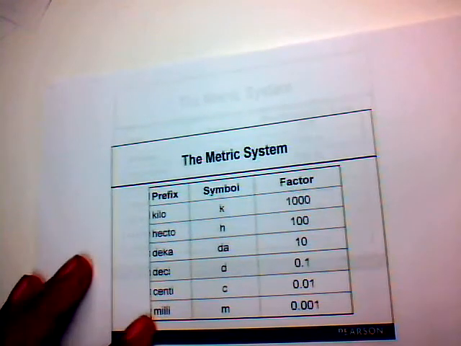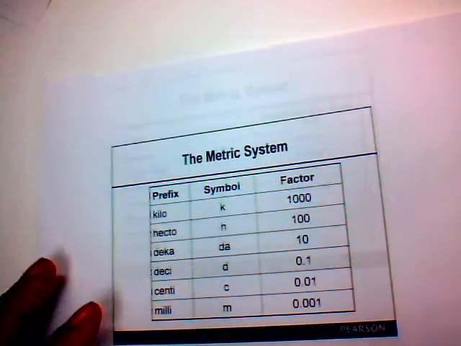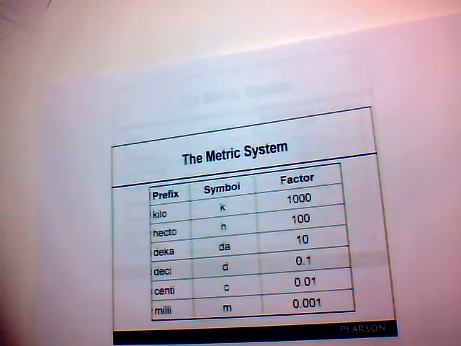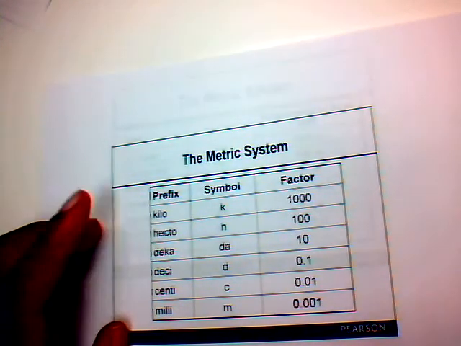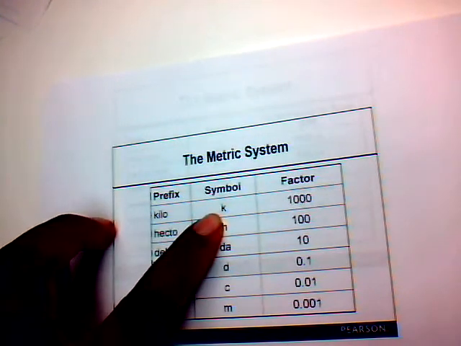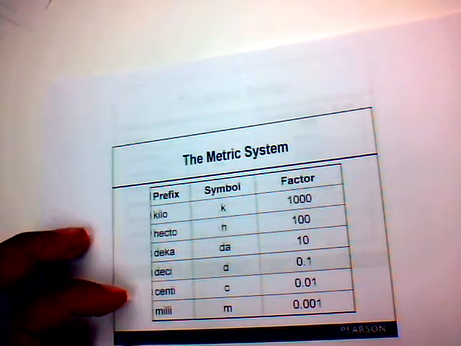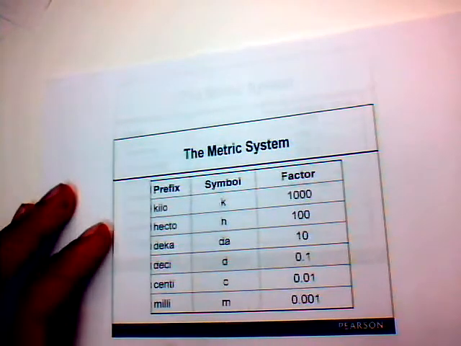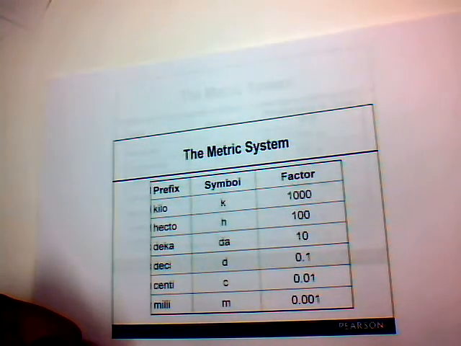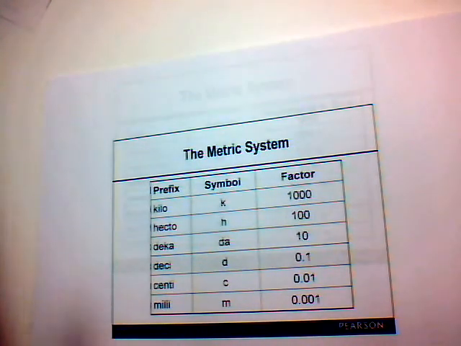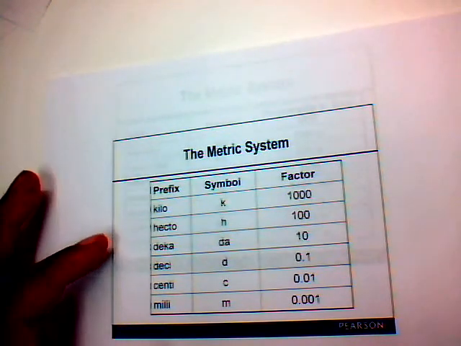Next, we'll talk about the metric system, which is a fairly easy unit of measure to use, because in the metric system, this is equivalent to our base 10 system. Okay, so kilo, which is a prefix, lowercase k is the symbol. That factor for kilo is 1,000. So kilo represents 1,000 units.